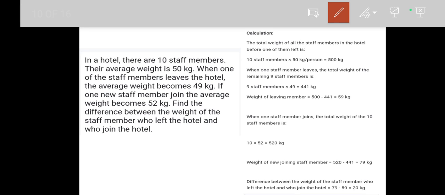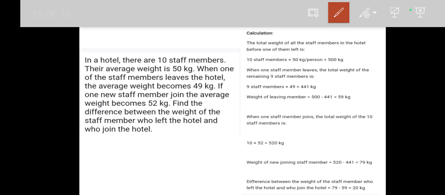Next question. In a hotel, there are 10 staff members. Their average weight is 50 kilograms. When one of the staff members leaves the hotel, the average weight becomes 49 kg. If one new staff member joins, the average weight becomes 52 kg. Find the difference between the weight of the staff member who left the hotel and the one who joined the hotel.